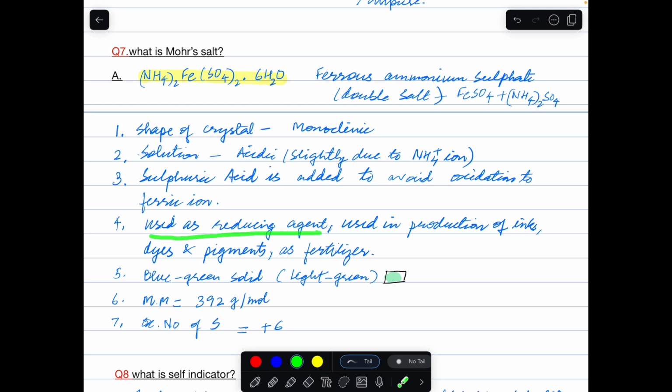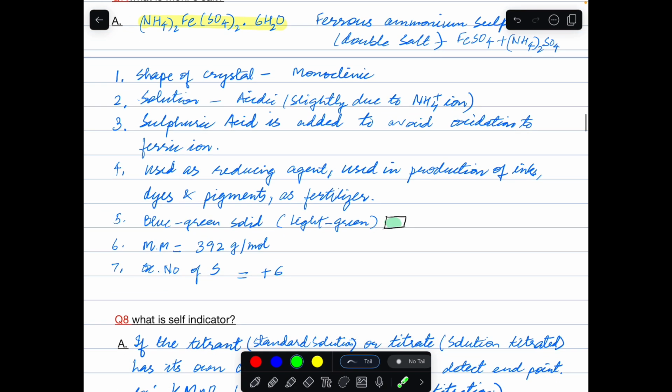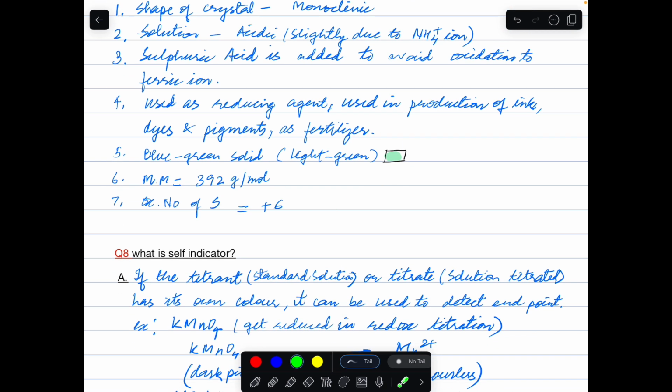This Mohr's salt solution is used as a reducing agent. It is used in the production of ink, dyes and pigments, and also for plants as a fertilizer. The color is light green or a blue-green shade, and the molecular mass, you should remember, is 392 grams per mole. Please be specific about the unit. Don't use only grams, because whatever molar masses are there, they are for 1 mole. Therefore, the unit always used is grams per mole. And the oxidation number of sulfur is +6.